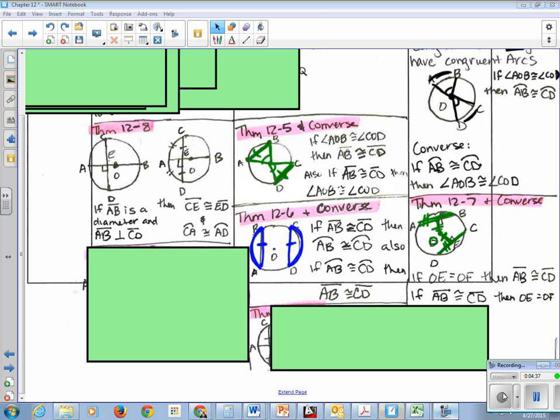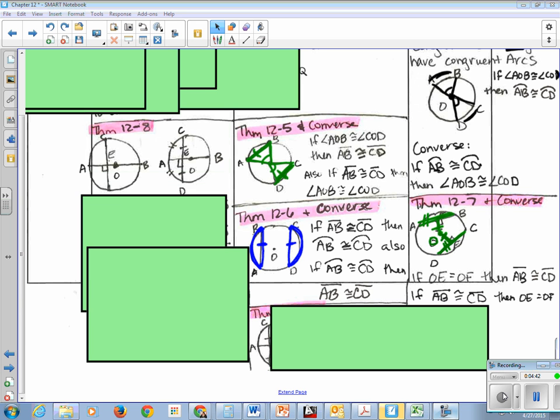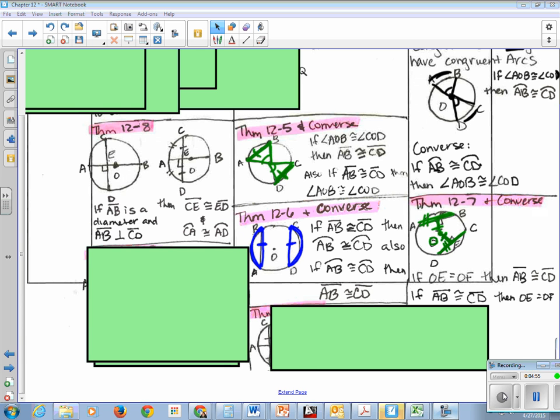Theorem 12-8. Right here. So if we have a circle with center O and a diameter AB that goes through the center, and a chord CD, then if AB is a diameter and AB is perpendicular to CD, then CE is congruent to ED. And arc CA is congruent to arc AD.